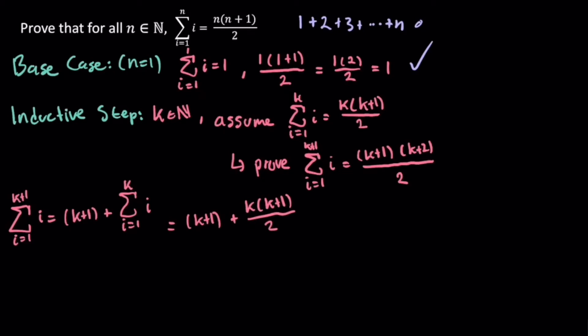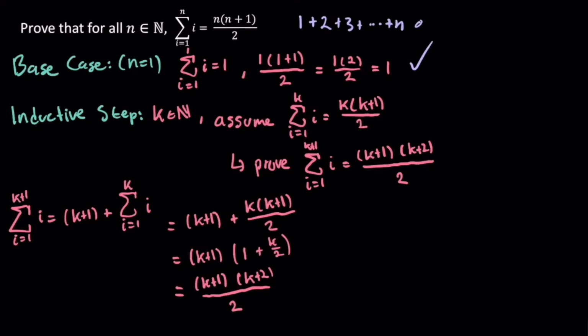Now we do some quick math. We're just going to factor out the k plus 1s. Here we have 1 from before and plus k over 2. And if we find a common denominator, we get that this is equal to k plus 1 times k plus 2 over 2. And if you look at that, we have just proven the inductive conclusion.